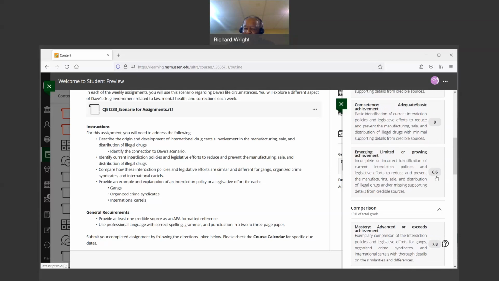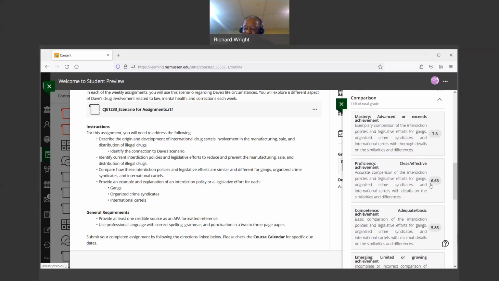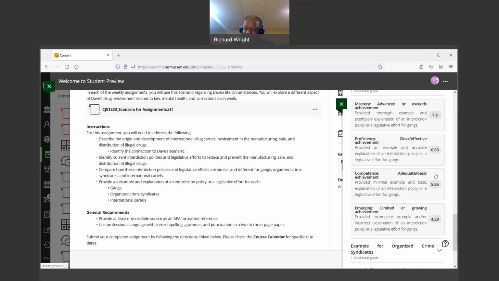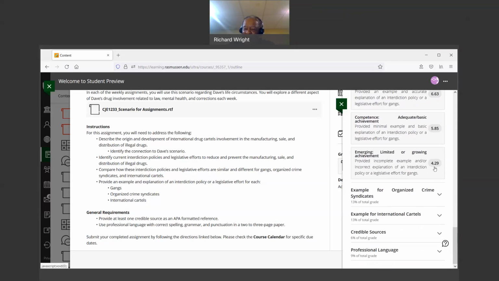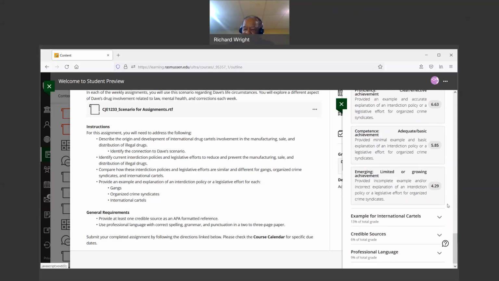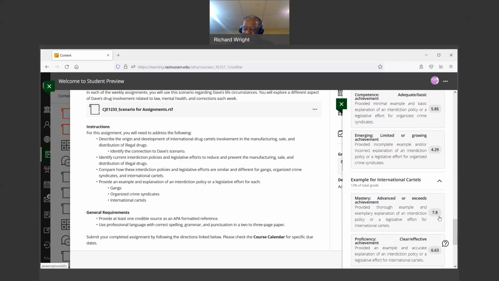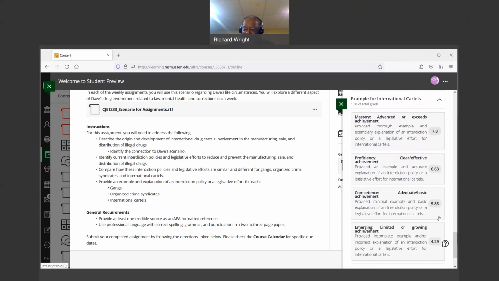So the point I'm trying to get you to understand is how you get your lower points. This is the points that you get because you're in emerging. This is the points you get if you're emerging. Example for gangs, same thing here. And it goes all the way down. All the way down for cartels.